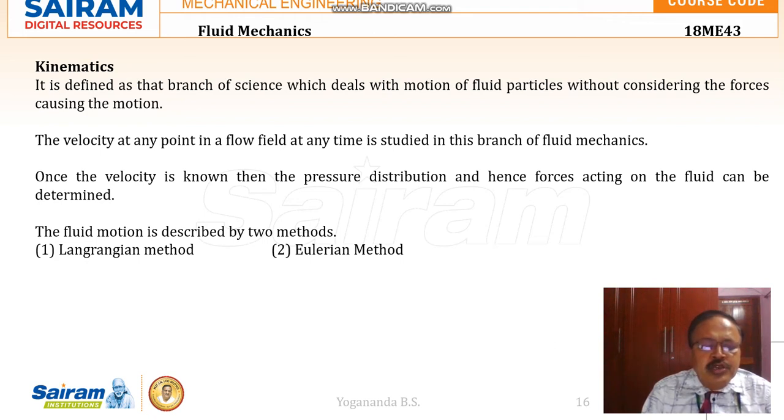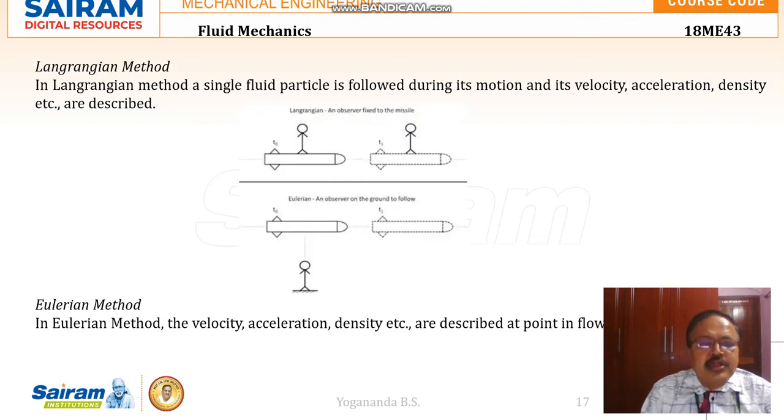The fluid motion will be described by two methods here, the Lagrangian method and the Eulerian method. In the Lagrangian method, a single fluid particle is followed during its journey. The observer is fixed to a single fluid particle, so its velocity, acceleration, density, etc. will be observed. But in the Eulerian method, the observer is on the ground. He is observing all the fluid particles in the fluid flow.